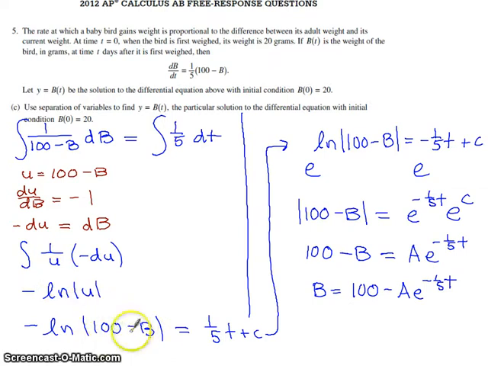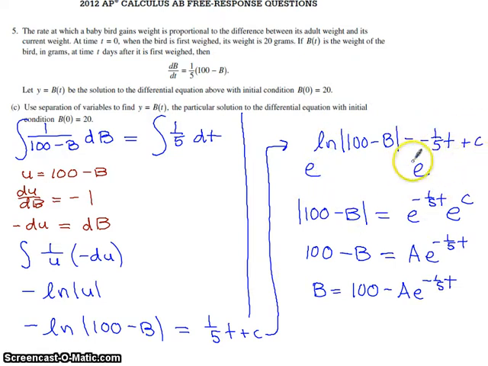and then the integral on the right hand side, so coming from here clear down to this line, pretty simple, just 1/5 t, and then you have to put your constant of integration onto that side, so plus the c. And then we want to solve this for b. So when you exponentiate on each side to get rid of your natural log, you end up with this expression here on the right.